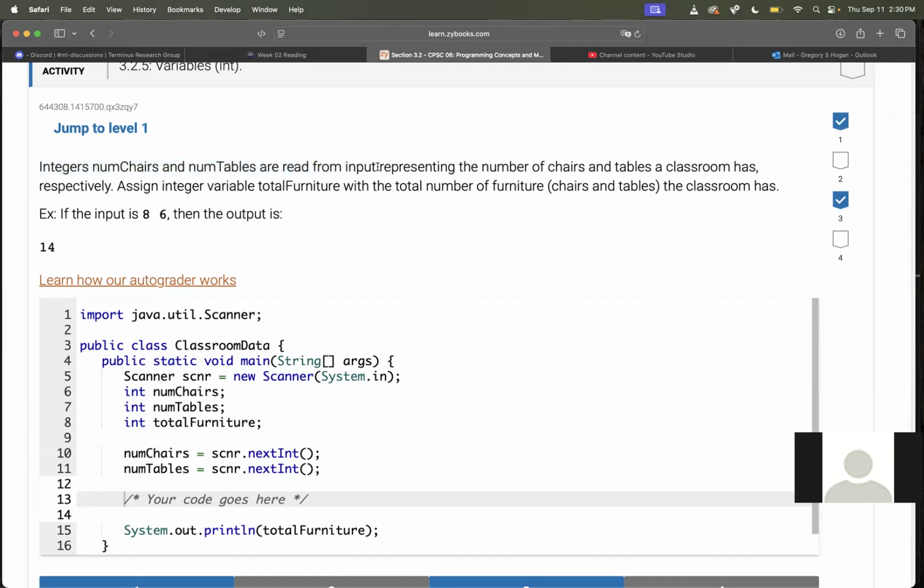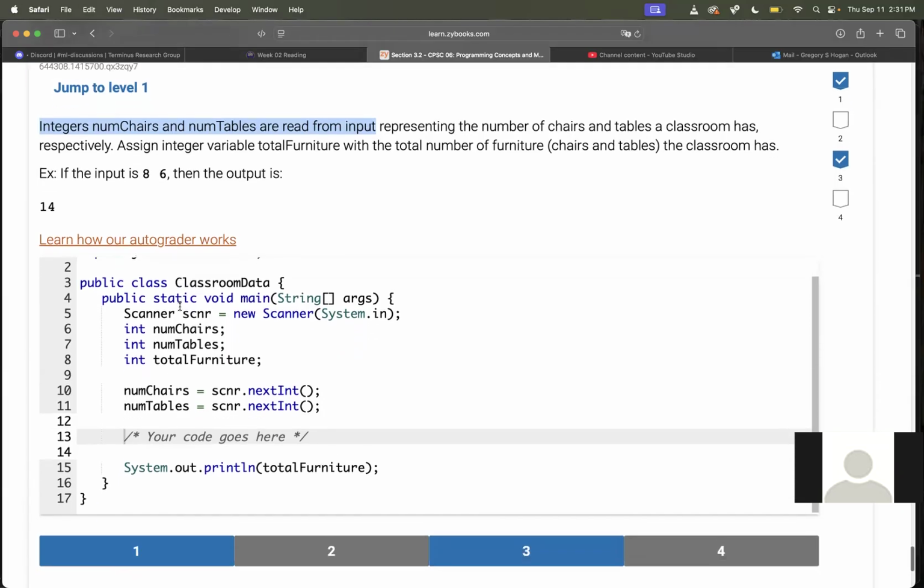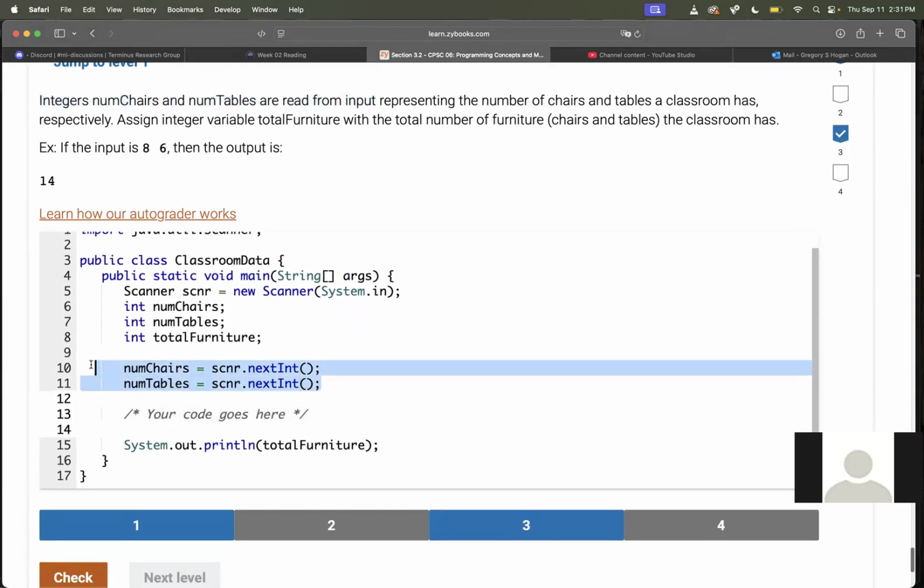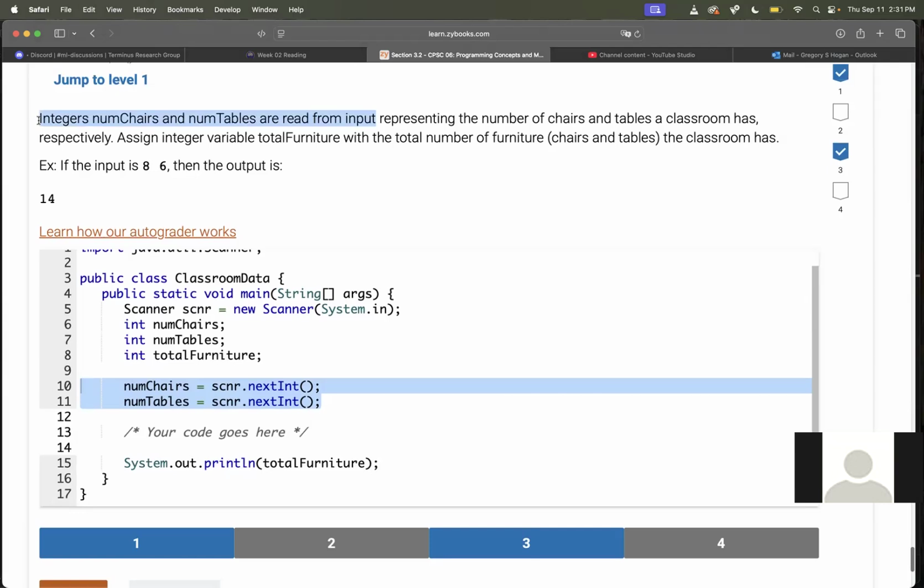Sometimes people get nervous, they see that and go, oh, I need to do that. Do you? No, you don't, because it says integers num chairs and num tables are read from input. If I look down and read this code, I can see that on line 10 and 11, they've already done that. They're not telling me to read these variables from input. They're telling me they did read them from input. So this part is already done. That's already done on line 10 and 11.